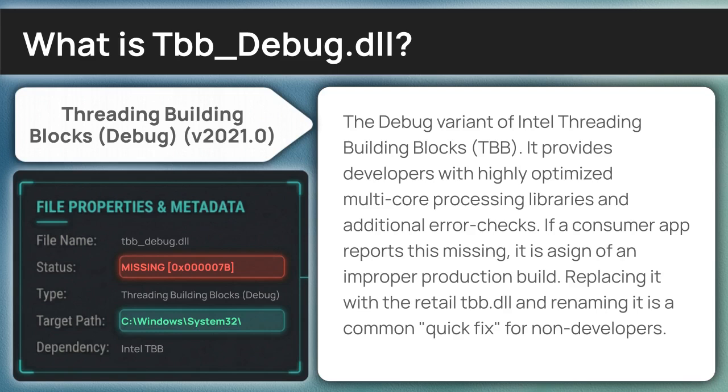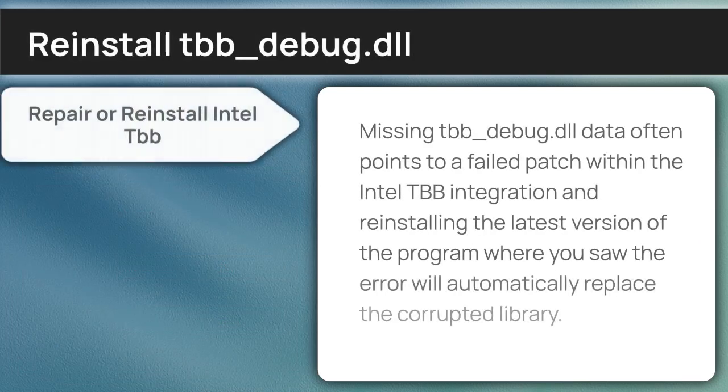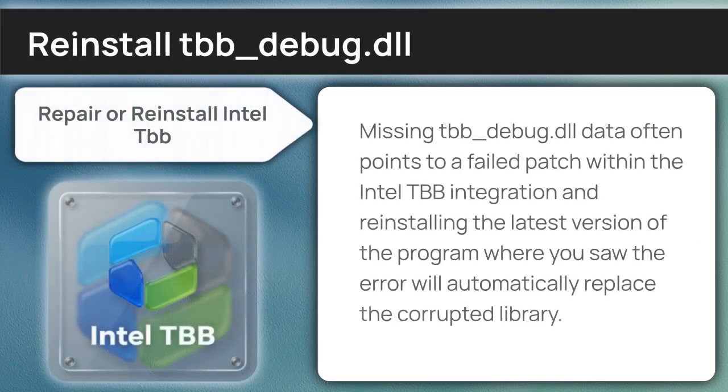Now let's get this fixed up. Our first move is installing a fresh, clean copy of the library. Missing TBB Debug Module DLL data often points to a failed patch within the Intel TBB integration, and reinstalling the latest version of the program where you saw the error will automatically replace the corrupted library.